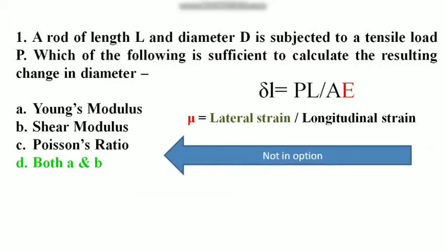But this is not in the option. Also we know that E equals 2G into (1 plus μ), where G is the shear modulus. So if we get the value of both E and G, we can easily calculate μ. So here option D, that is both A and B, is the right answer.